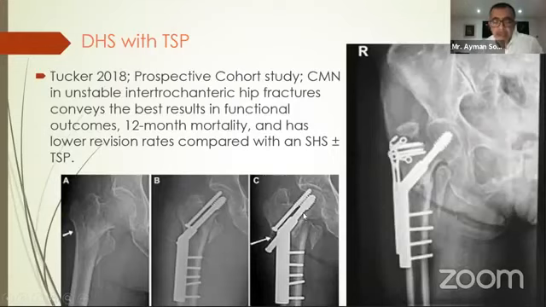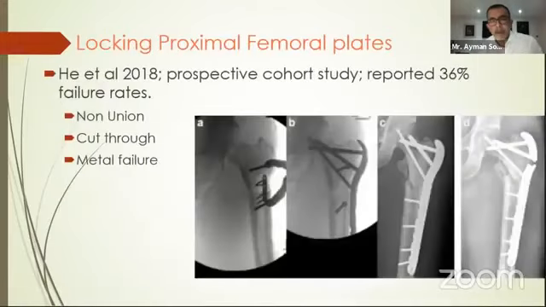Is there a place for that? Yes, if you're doing a DHS and you find that the lateral cortex has broken at the final steps, you could potentially consider going with that as a salvage procedure. What about the locking plates? And this seems to be where the salvage procedure applies.